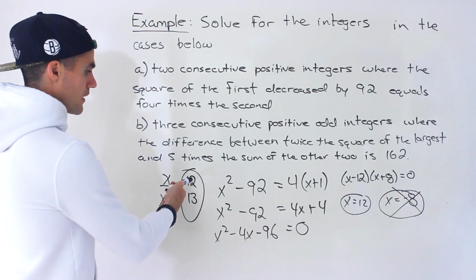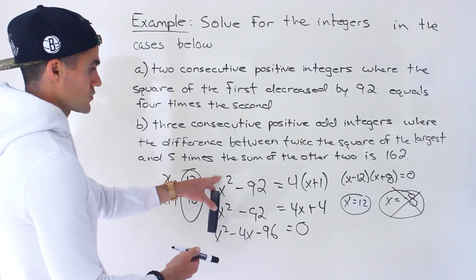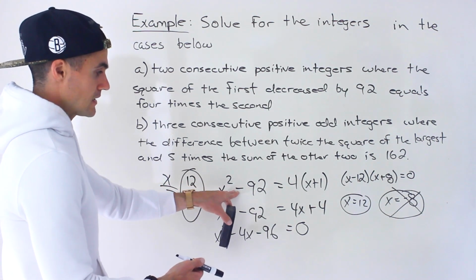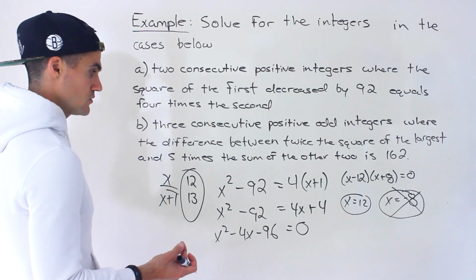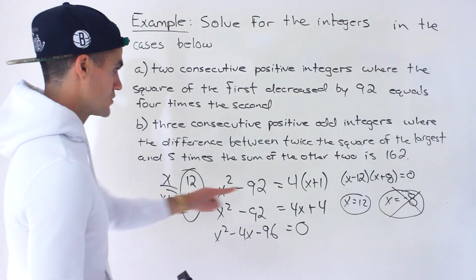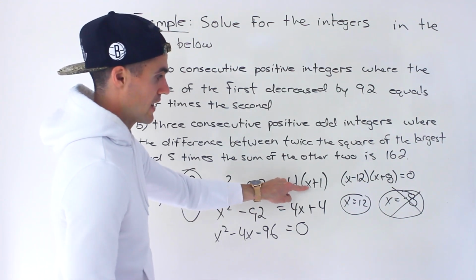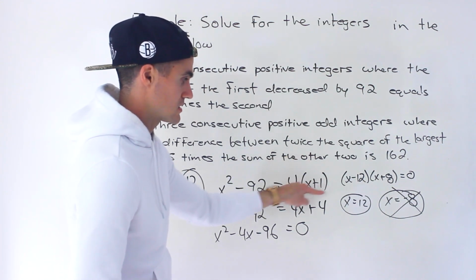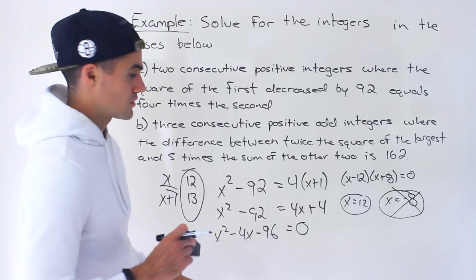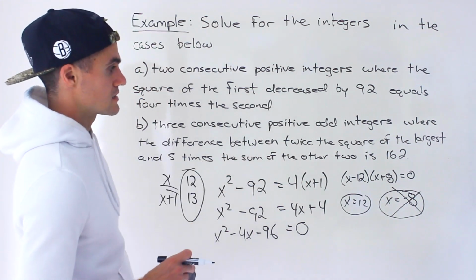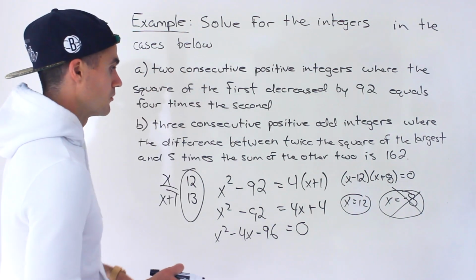And then you could check it. If I plug in 12 for the x, we'll have 12 squared, which is 144, minus 92, which gives us 52. And x plus 1 is 13, and this second integer times 4 would also give us 52. So the left side is equal to the right side, and it makes sense according to the problem.